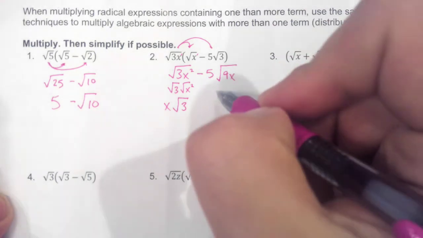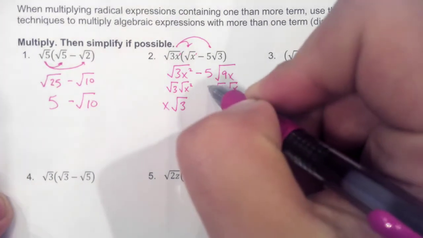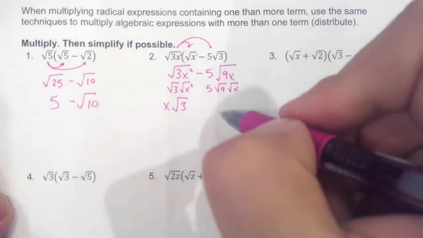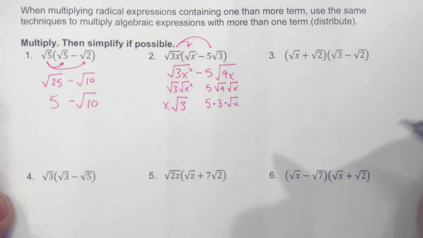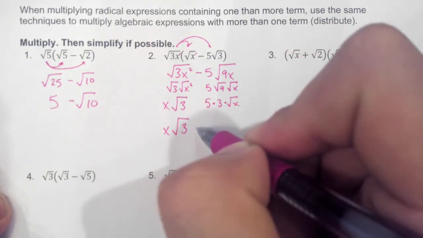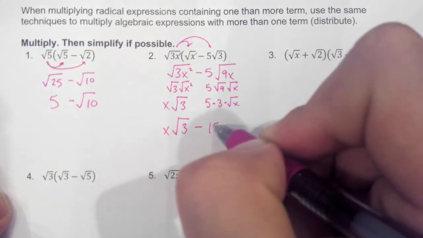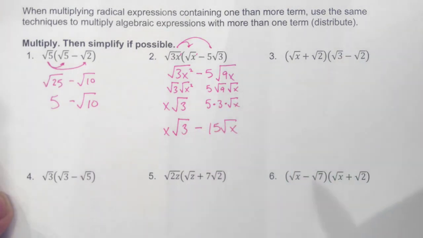Over here, the square root of 9 and the square root of x, if I break it down into the pieces, the square root of 9 is 3. Square root of x would not simplify. So it looks like my final answer is going to be x square roots of 3 minus 15 square roots of x. And I can't put those together any further because they are different radicals.